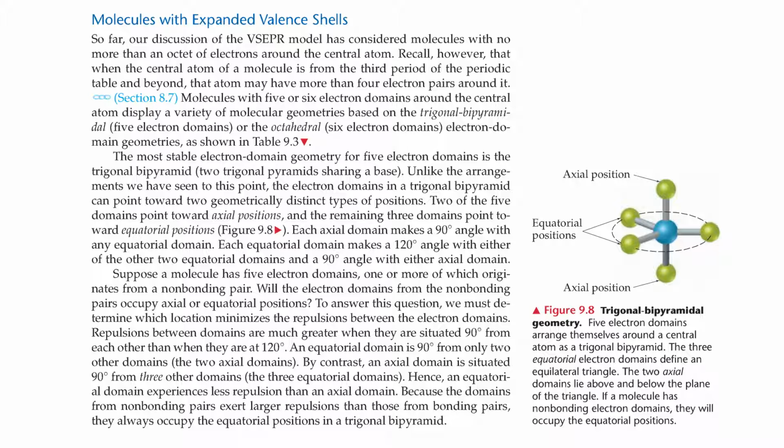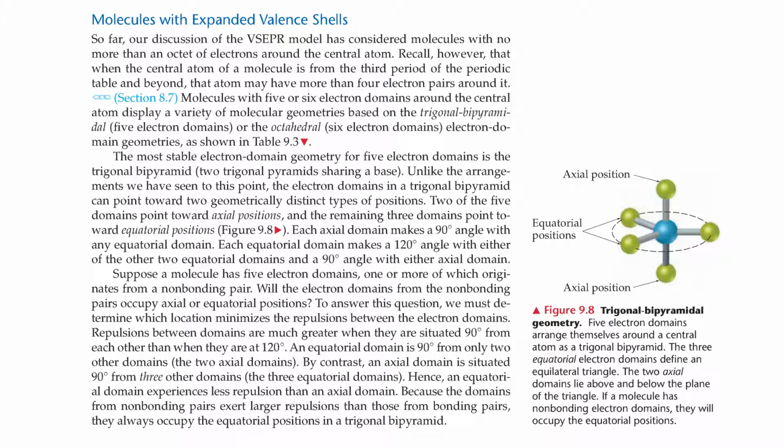The most stable electron domain geometry for 5 electron domains is the trigonal bipyramidal, 2 trigonal pyramids sharing a base. Unlike the arrangements we've seen to this point, the electron domains in the trigonal bipyramidal can point to 2 geometrically distinct types of positions. 2 of the 5 domains point toward the axial positions, and the remaining 3 domains point toward equatorial positions. Each axial domain makes a 90-degree angle with any equatorial domain. Each equatorial domain makes a 120-degree angle with either of the two other equatorial domains and a 90-degree angle with either axial domain.